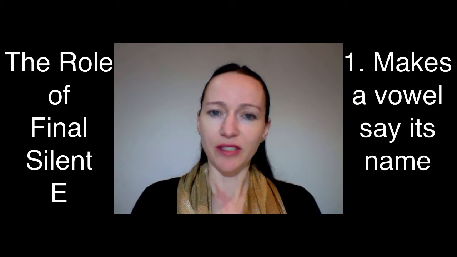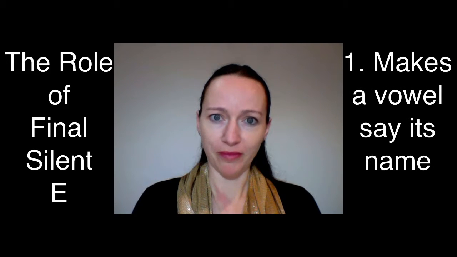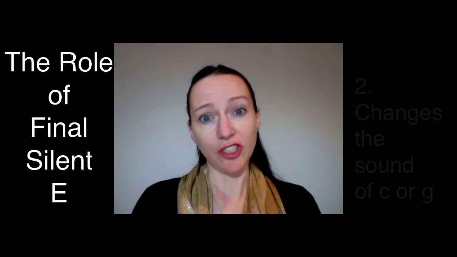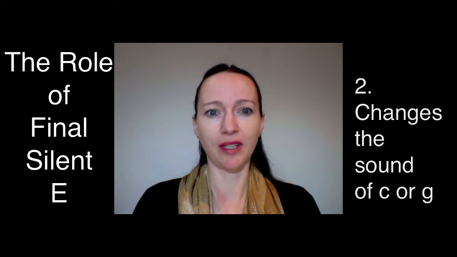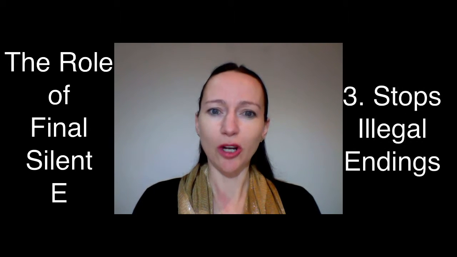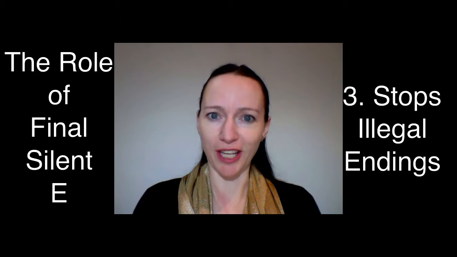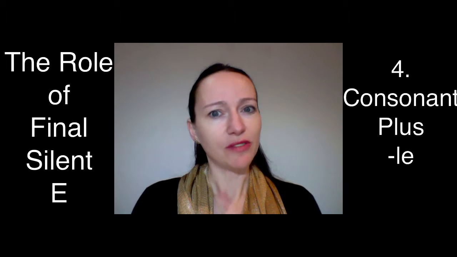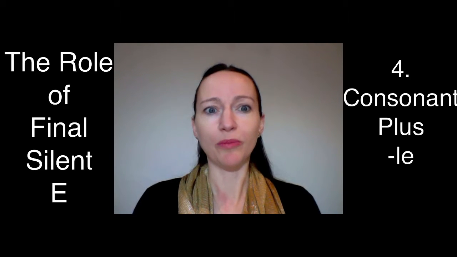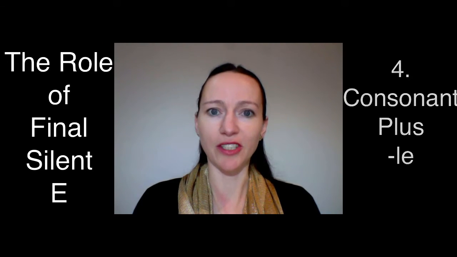Final silent E makes a vowel say its name. Final silent E changes the sound of C and G at the end of words. Final silent E stops a word from ending with an illegal letter. Final silent E gives the final syllable a vowel letter when preceded by a consonant and the letter L.